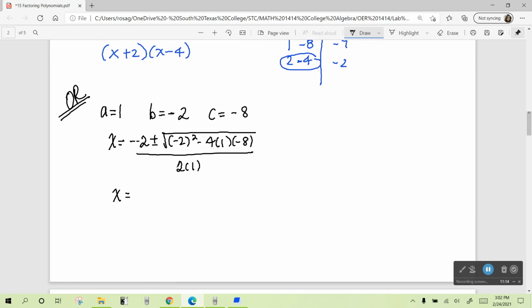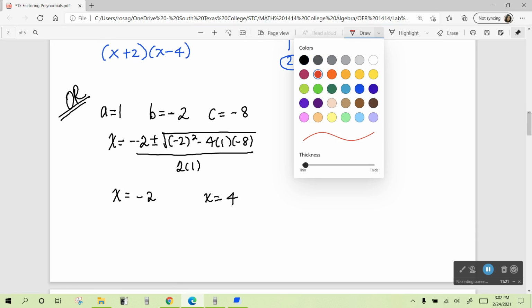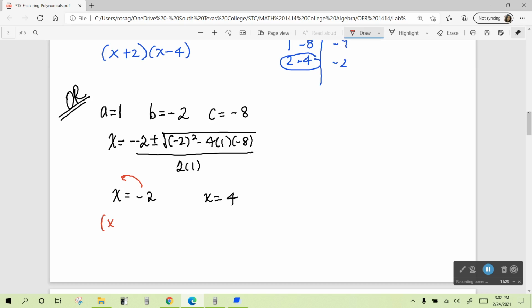And what you're going to get from the quadratic formula is -2 and 4. So if I want the answers, what I need to do is take them back. So it's going to be x plus 2, basically changing the sign, x minus 4. So then your answer is just putting them together: x plus 2, x minus 4. And you have factored the polynomial without really knowing how to factor.